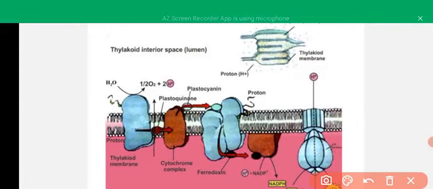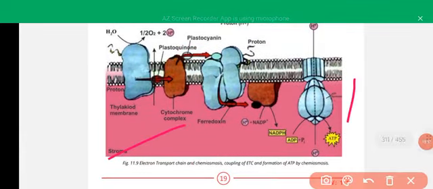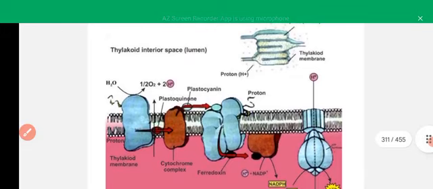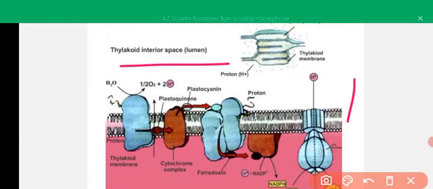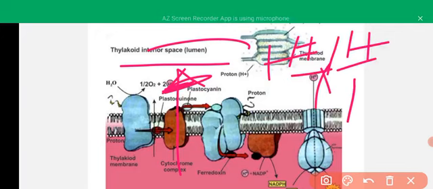This is the stroma, and this is the lumen, the thylakoid interior space. When electrons come across the cytochrome complex, hydrogens are moved from the stroma to the lumen, and they are stored here as H plus, H plus, H plus.